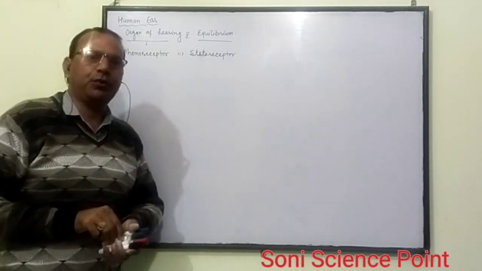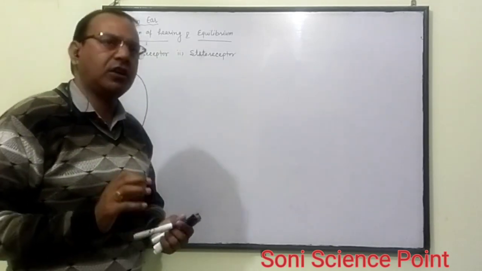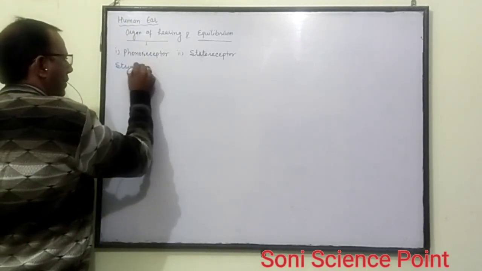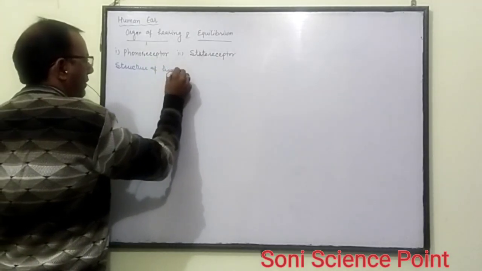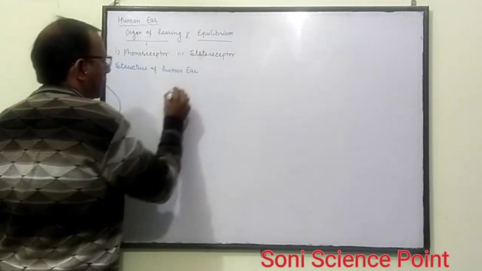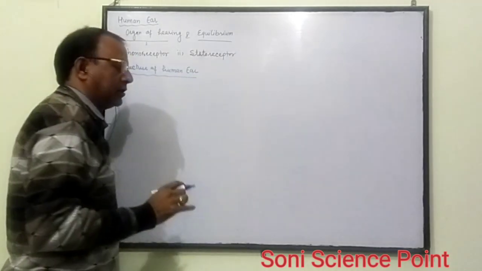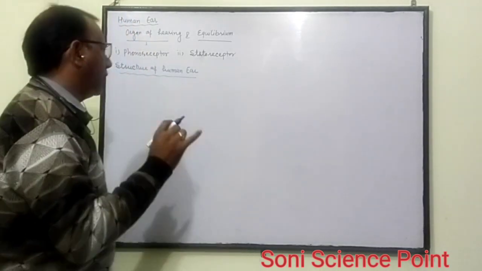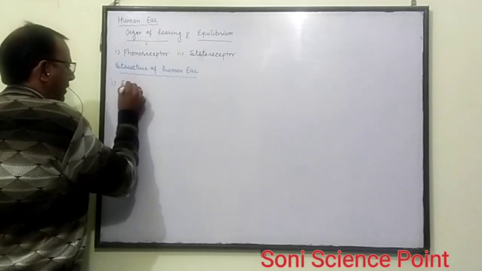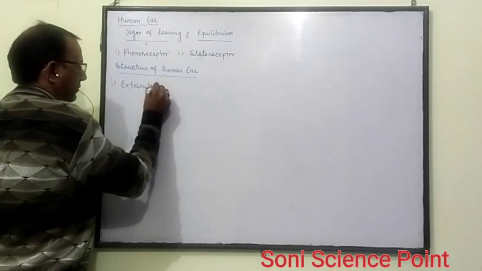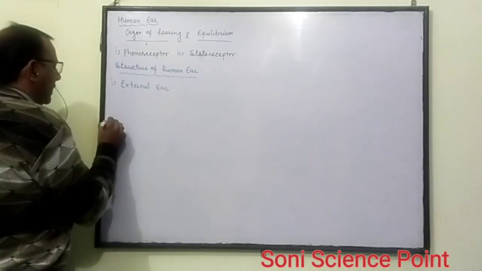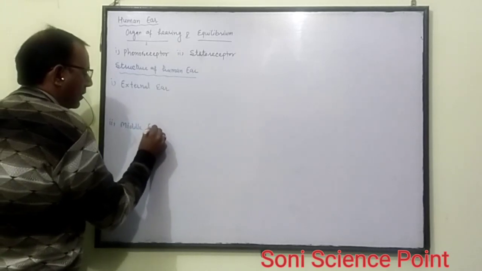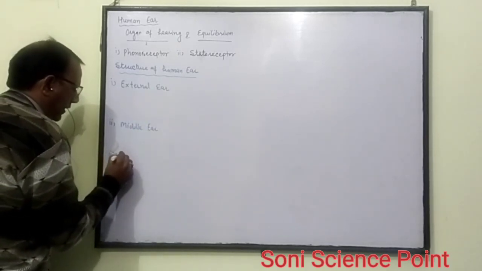So the human ear shows dual function. As we draw the structure of the human ear, it contains three parts: external ear, middle ear and internal ear or inner ear. First one is the external ear, second one is the middle ear, and third one is the inner ear.